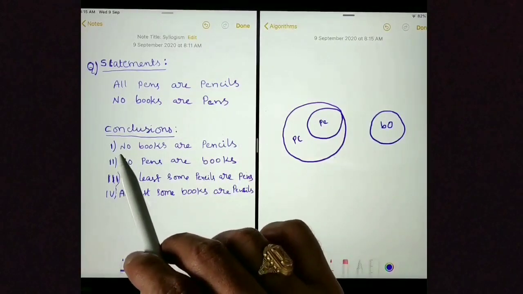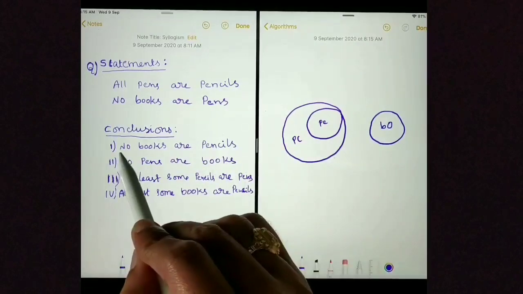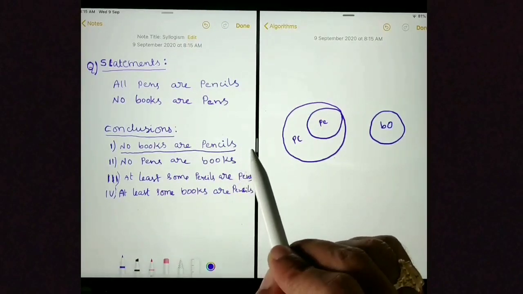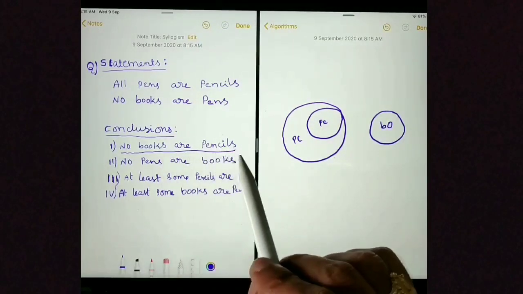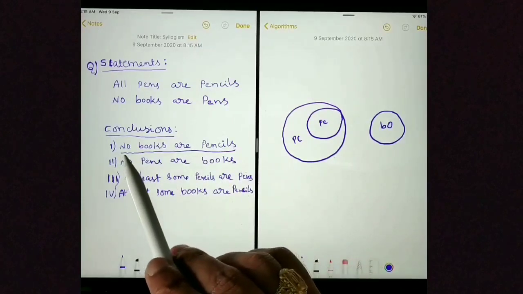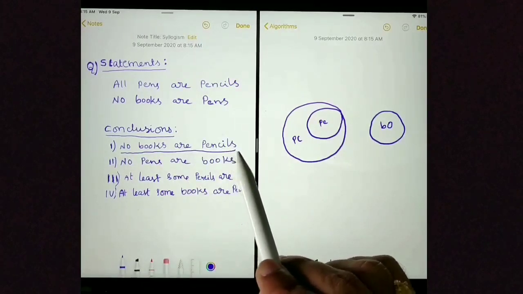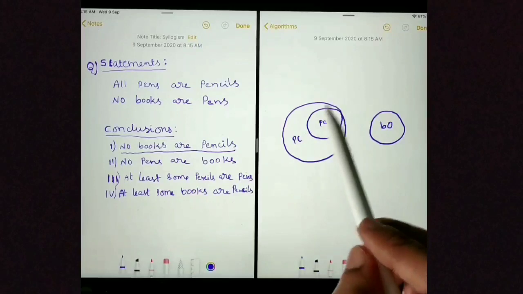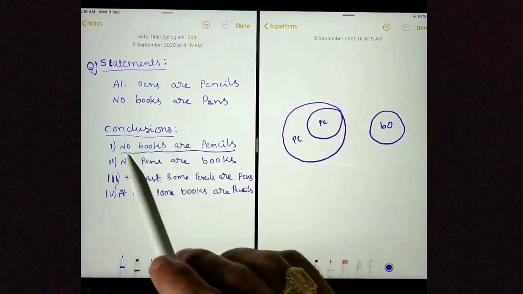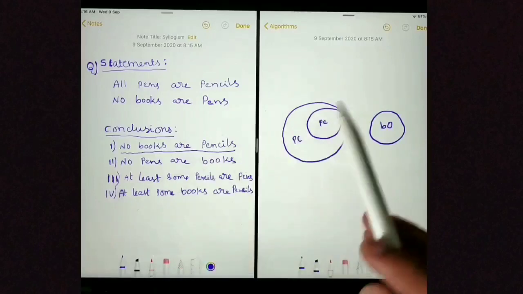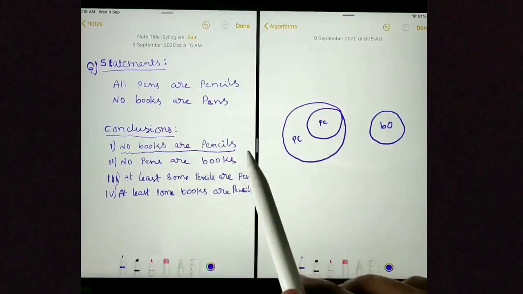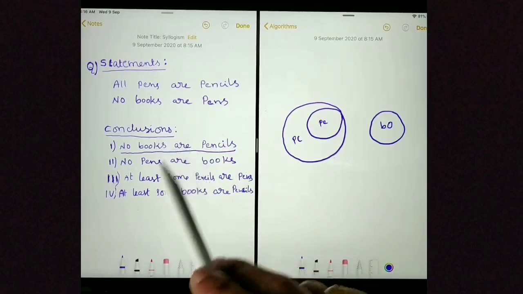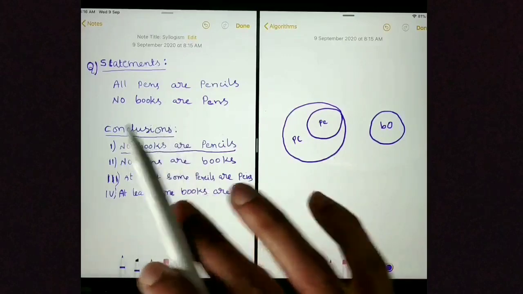First conclusion is no books are pencils. This is a definite conclusion because it does not contain the word possibility. Also it does not contain the words can be. Whenever we see a definite statement, it means that the conclusion is always true. While drawing the Venn diagram, we can draw in many ways. This conclusion should be true in all the Venn diagrams. If we find a Venn diagram in which this conclusion is false, then it means this conclusion is false.